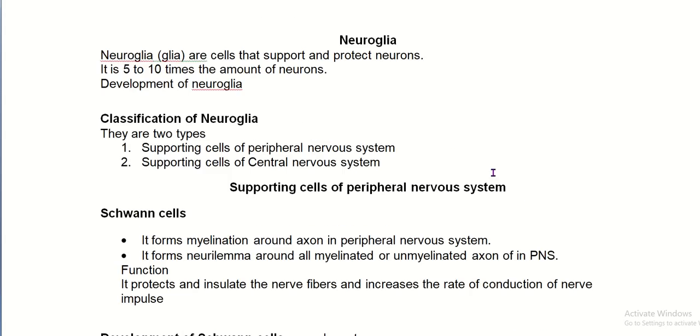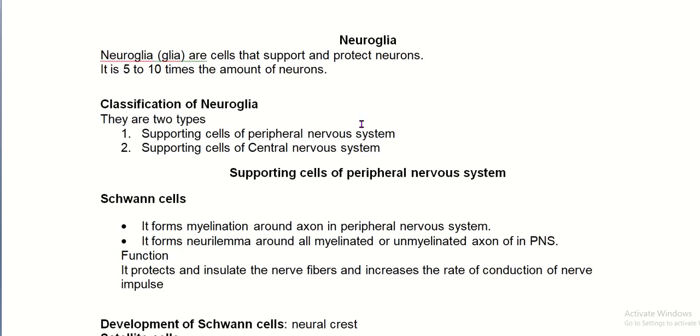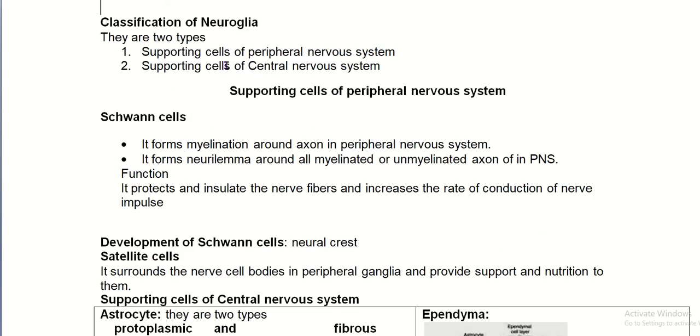Neuroglia. Neuroglia are cells that support and protect neurons. They are 5 to 10 times more numerous than neurons. Classification of the neuroglia: neuroglia are of two types, supporting cells of the peripheral nervous system and supporting cells of the central nervous system.